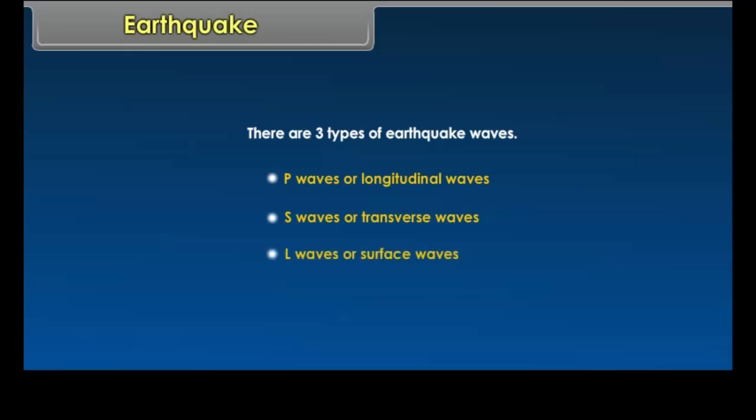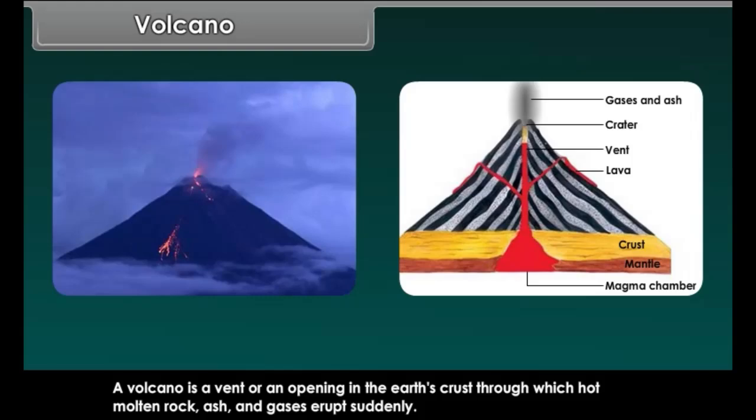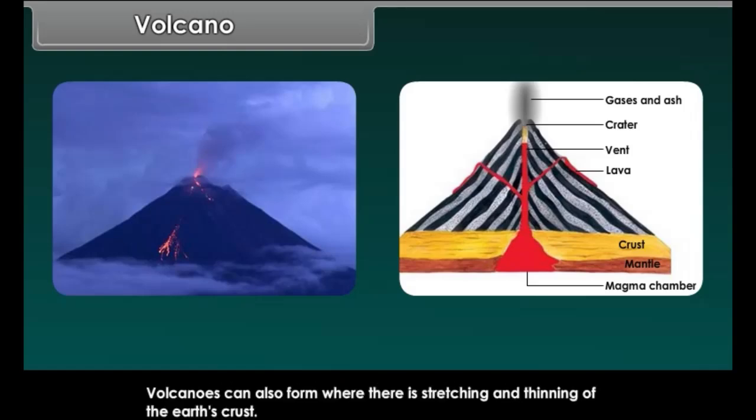surface waves. Volcano. A volcano is a vent or an opening in the earth's crust through which hot molten rock, ash and gases erupt suddenly. Volcanoes can also form where there is stretching and thinning of the earth's crust.